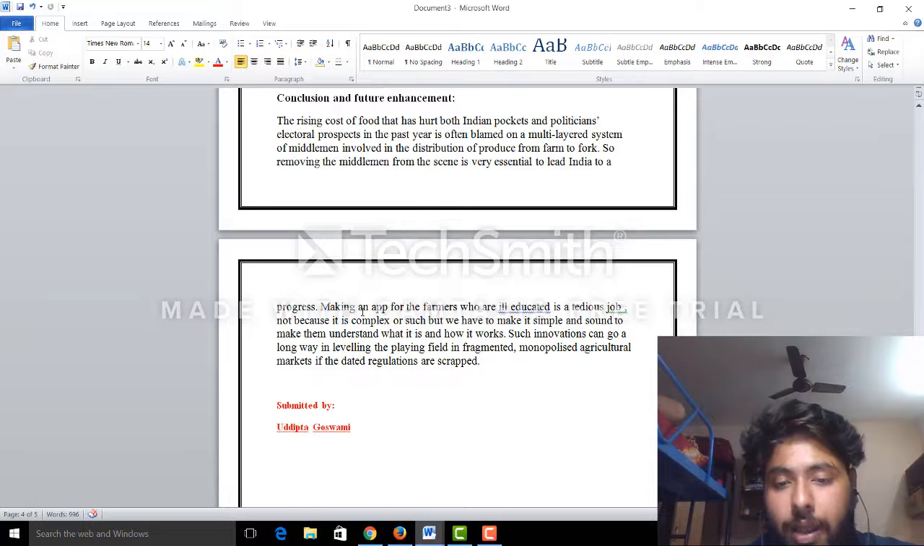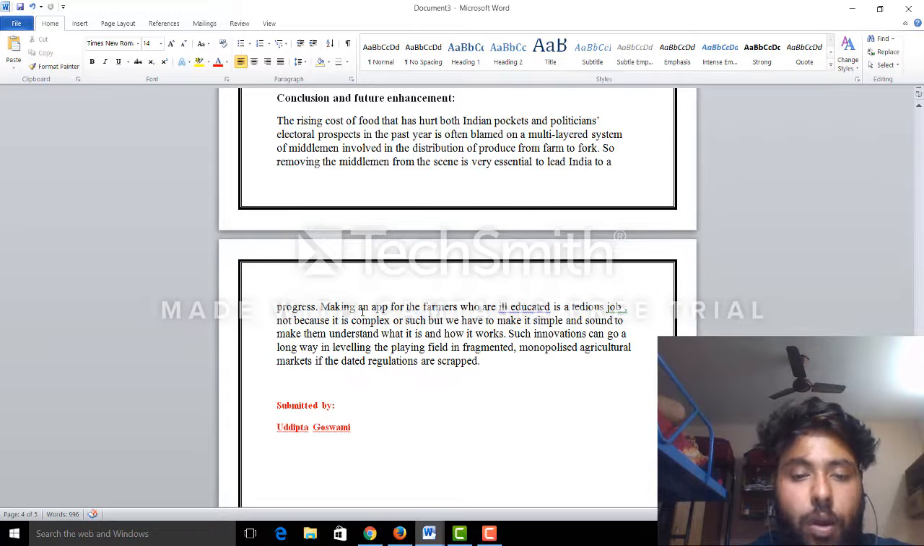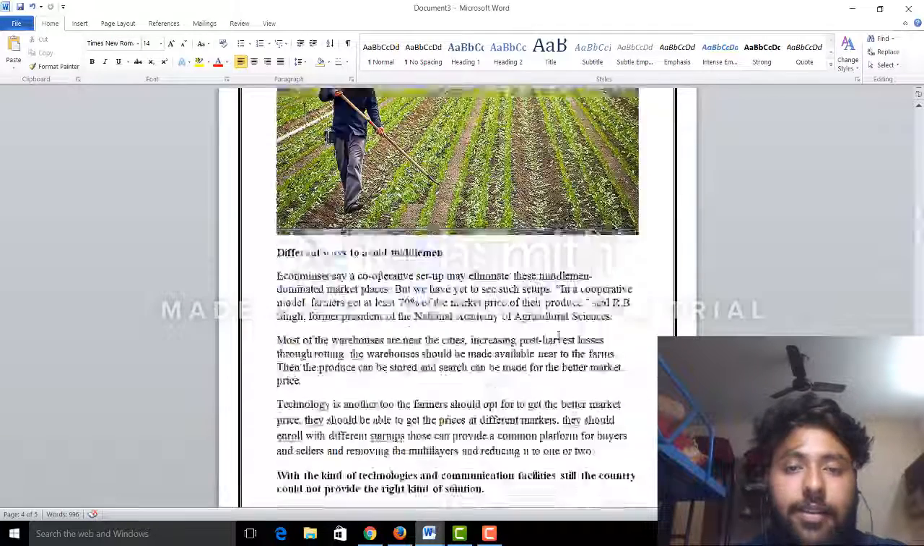Making an app for farmers who are ill-educated is a very tedious job. Not because it is complex, but because we have to make it simple and sound, and make them understand what it is and how it works. Such innovations can go a long way in leveling the playing field in fragmented, monopolized agriculture markets if dated regulations are scrapped. So that's it.